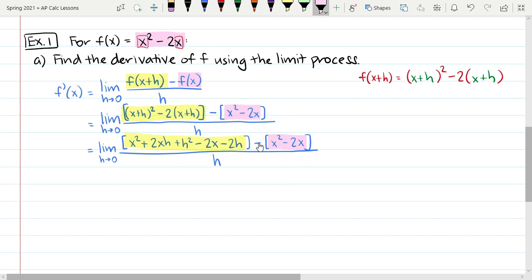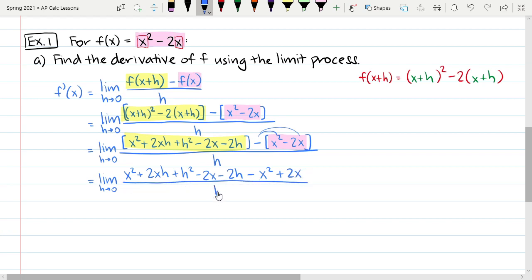Okay, so now let's go ahead and distribute this subtraction right here so that we can start simplifying the numerator a little bit. So now I have the limit as h approaches 0. In the numerator, I'm going to just do x squared plus 2xh plus h squared minus 2x minus 2h. And then when I distribute the negative, I have minus x squared plus 2x. Be very careful of your signs here. All over h.